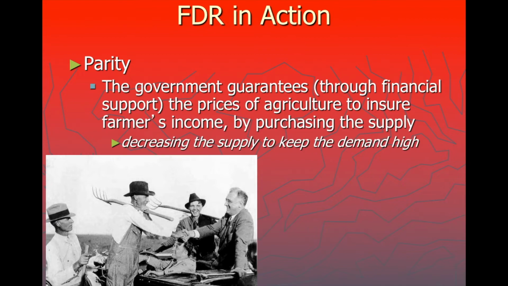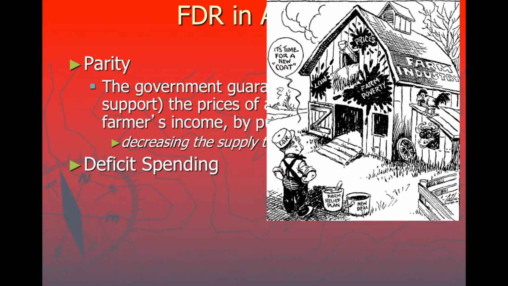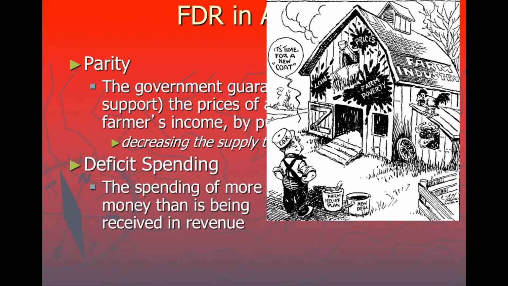But the reason is because they're trying to get rid of the supply to bring the demand to equilibrium. They do this through something called deficit spending. This is the spending of more money than is being received in revenue. And this would be a practice that FDR and Democrats will continue on.